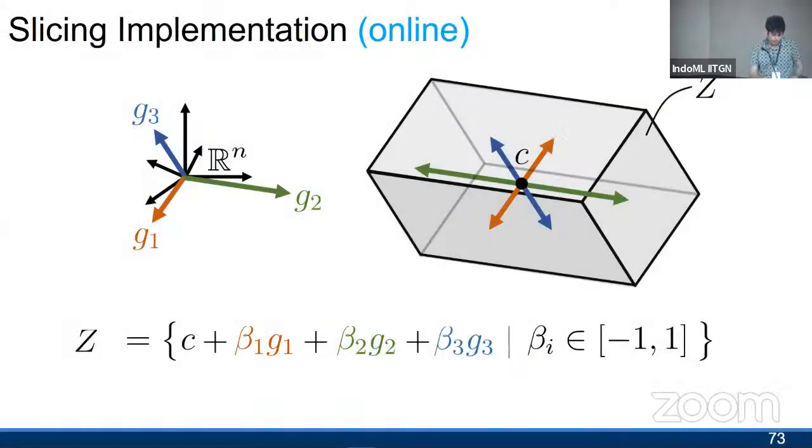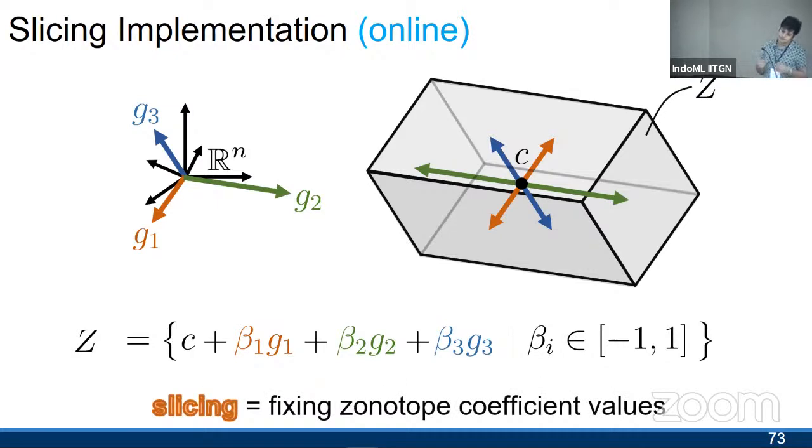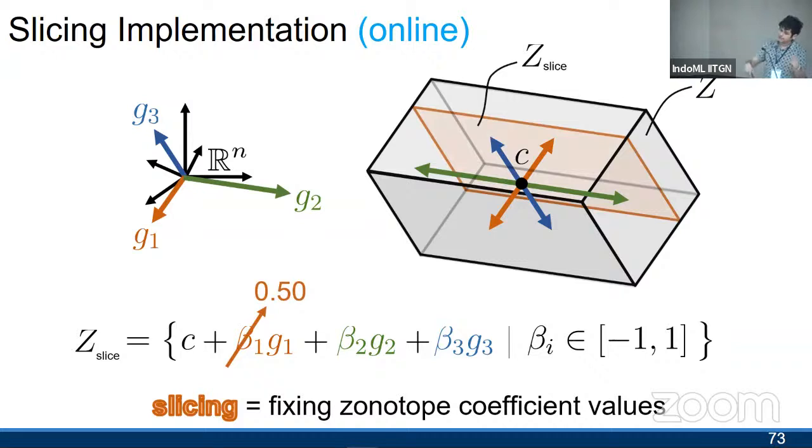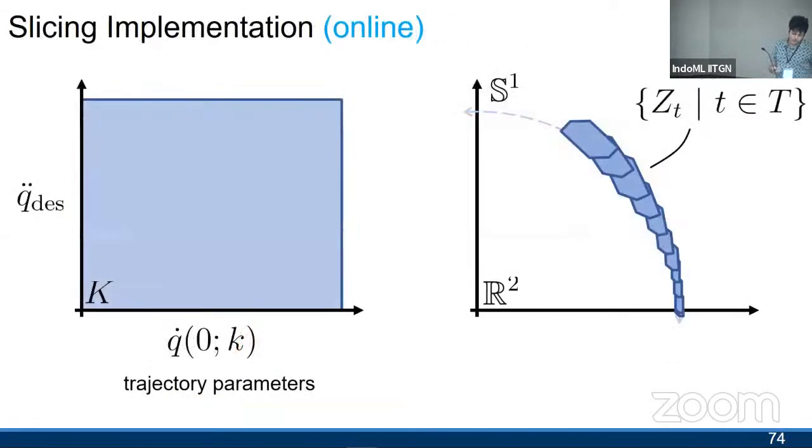So what we can do is essentially take this operation that constructs a joint reachable set and implement slicing and stacking in a really nice way. Slicing is just going to be us fixing the zonotope coefficient values to certain values. So that would be like me setting this particular coefficient to be 0.5, and that'll generate a subset of this zonotope. And then essentially, at runtime, what we'll do is slice. It'll look like this. And in fact, that's going to contain a subset of these zonotopes on the right-hand side.